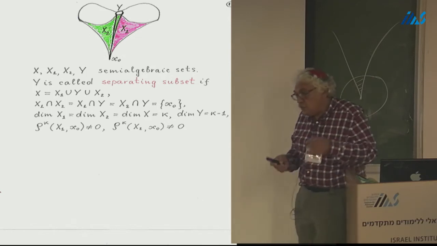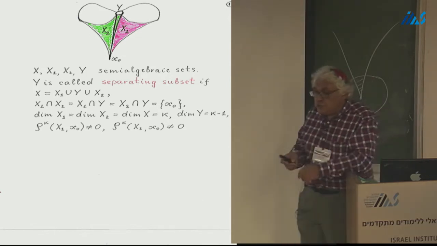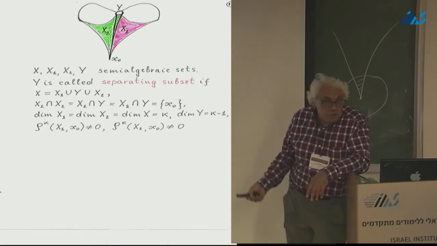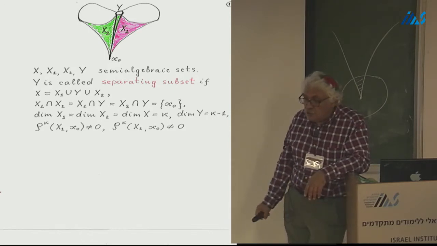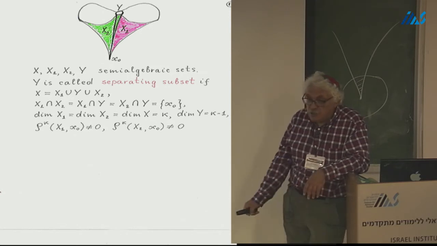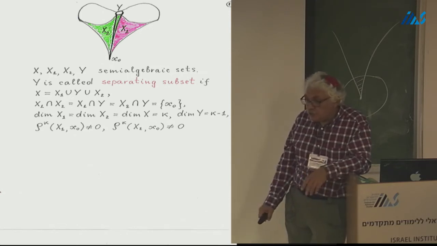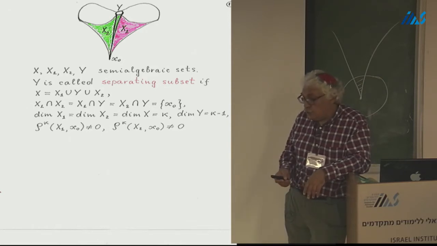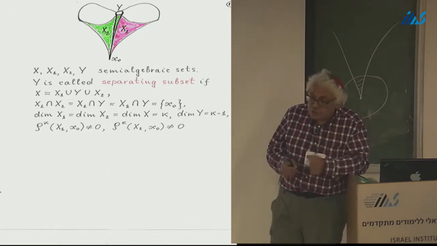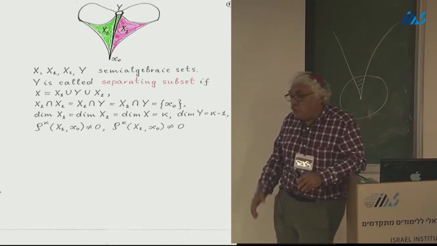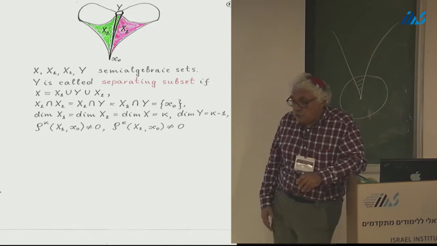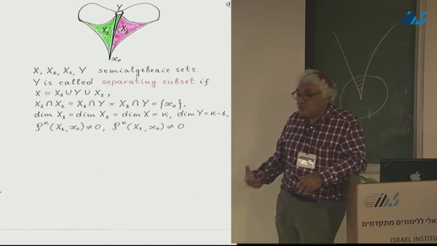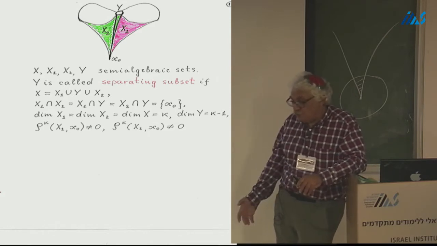Then we have a Tarski theorem. Tarski theorem means that if you have a semi-algebraic set and the image of a semi-algebraic set by any algebraic or semi-algebraic map, then the image is also semi-algebraic. And this was just the beginning of O-minimality. It was the first example of an O-minimal structure that exists.